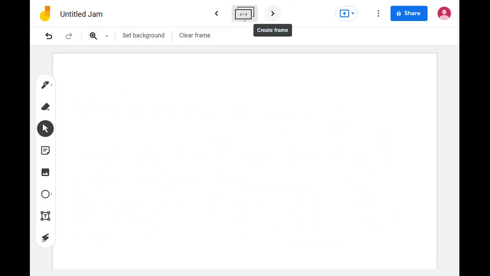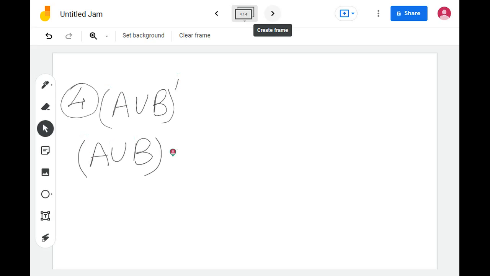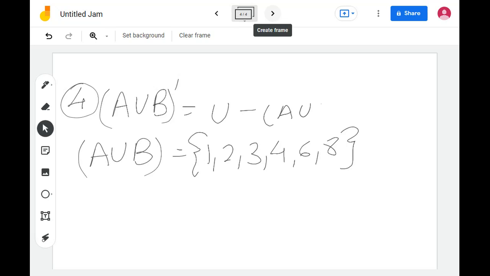Now the fourth part is A union B complement. First, what is A union B? A union B is 1 2 3 4 6 8. We know A and B, so we can find their union. And A union B complement comes from universal minus A union B. We have to subtract A union B from the universal set.